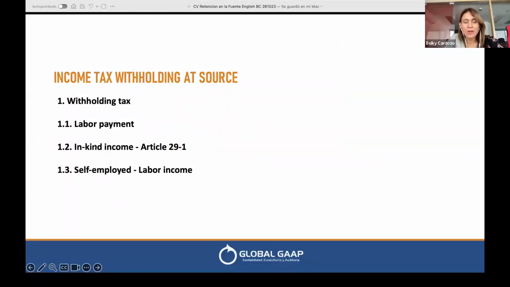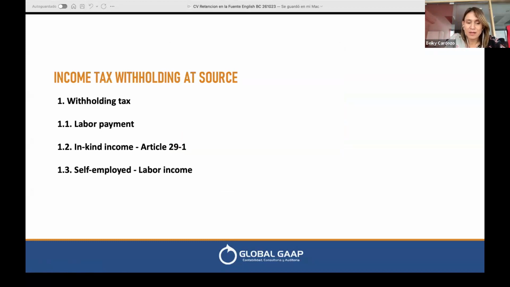with Liliana. We are going to talk about the structure of withholding tax, the labor payments, those payments that are not paid in money, but with other things to the employees, and how to take care of them. And we might have a little time to talk about the self-employment payments when you are a contractor, and the impacts on the withholding tax on that.